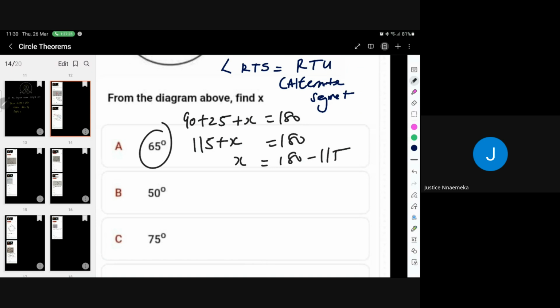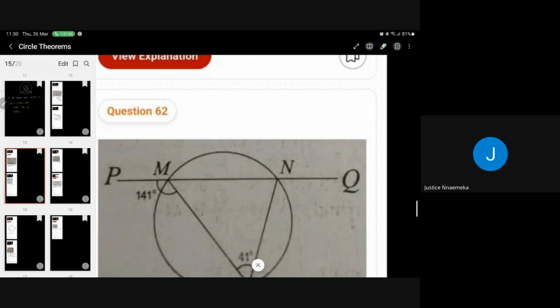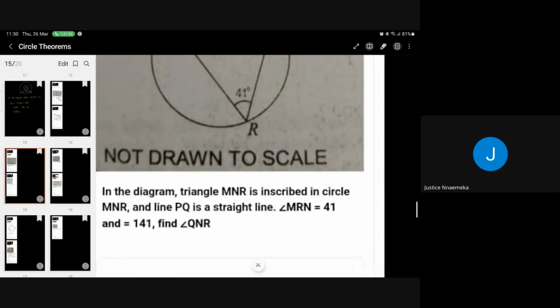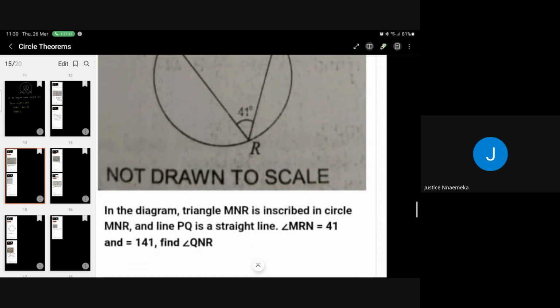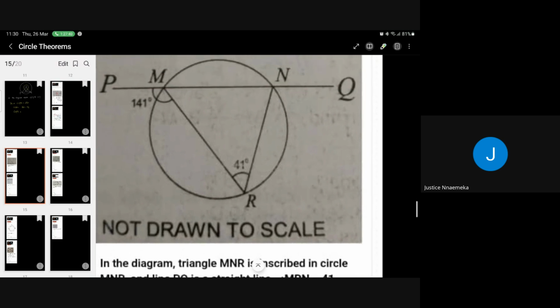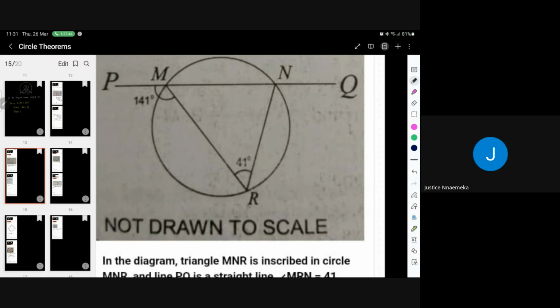All right. So the next theorem right here. Okay, look at this one. Not drawn to scale. In the diagram, and so on. Find Q and R. So we're looking for Q and R. Look at what we're looking for: Q and R. We're looking for this angle right here. So now, what is the information that we have to actually get our Q and R?